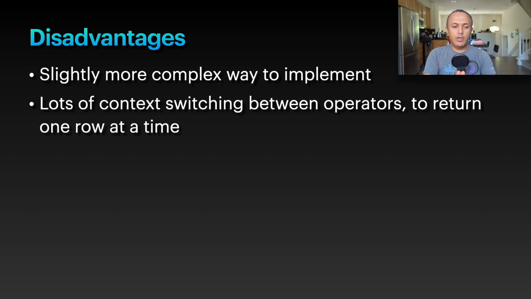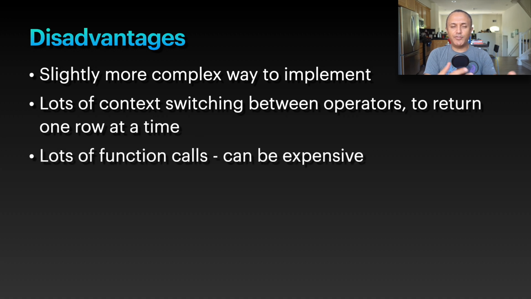Another thing that we have seen is also there's a lot of context switching, right? We're calling these functions back and forth. Each function call means that we have to put stuff on the call stack, take stuff from the call stack, and so on. That introduces a lot of overhead, which can also be expensive, because each function is called so many times until it ends up returning all the rows. It's not just one call as we used to do in the materialization model.